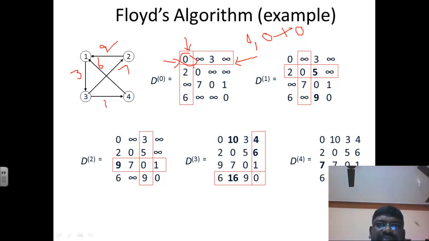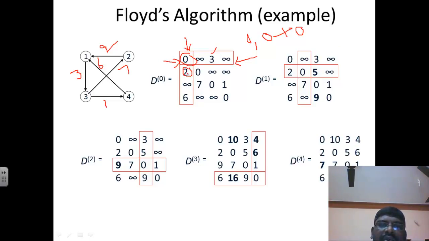Next, already available infinity. Now 0 plus infinity, infinity. So infinity. Then already available 3. 0 plus 3, 3. Both are same. Already available infinity, 0 plus infinity, infinity. Next, take the second element, apply to row.